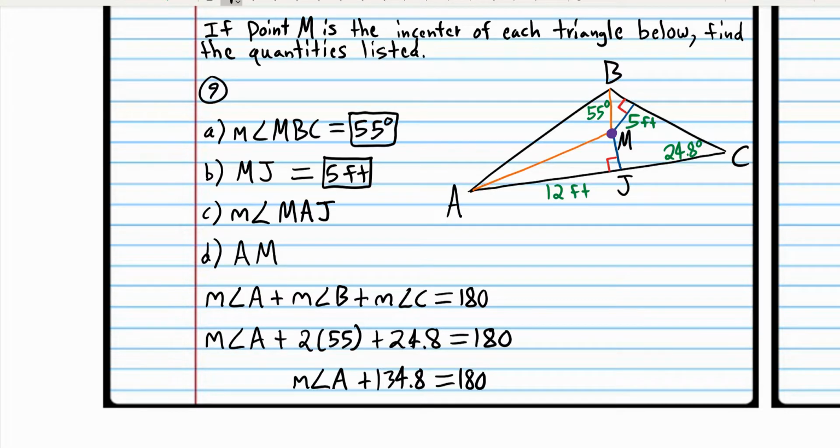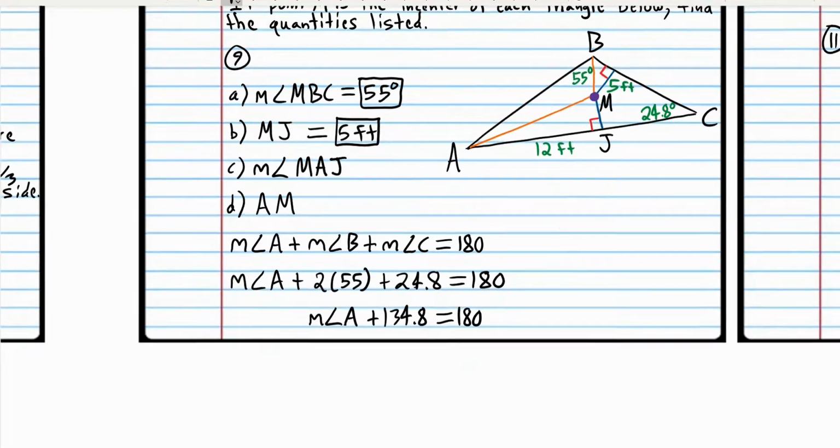And subtract 134.8. We really don't have much room here, but you can use a calculator if you want. 180 minus 134.8 is 45.2. So the measure of angle A is 45.2.